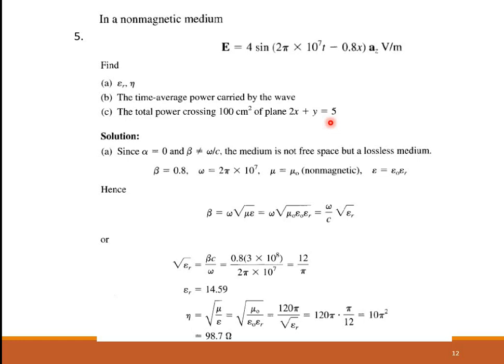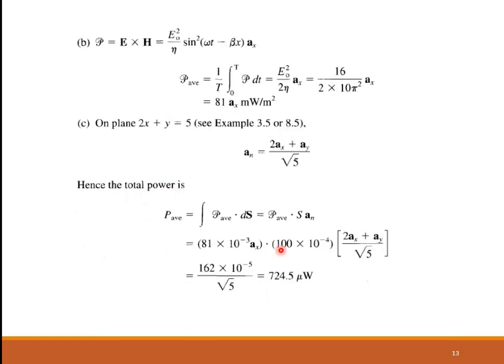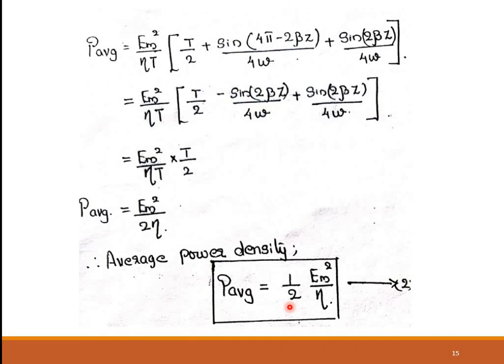Okay. And what do you understand from that? The total power is always a scalar value, whereas the time average instantaneous Poynting vector is always a vector. Okay, these are two inferences from this problem. And this is the simplification which you can go through.